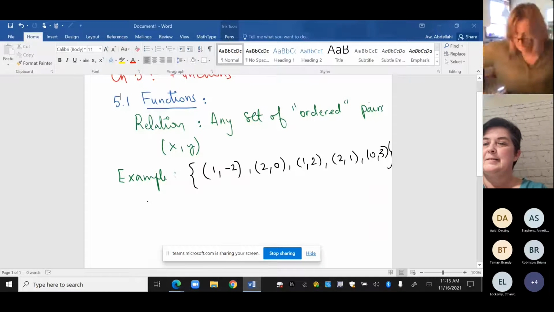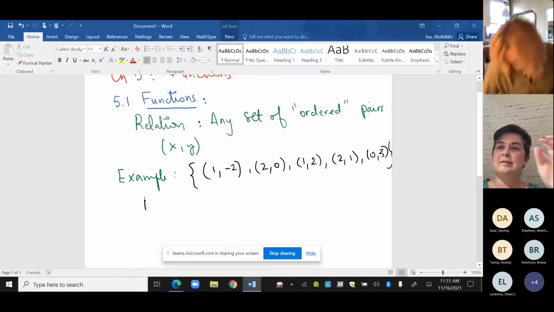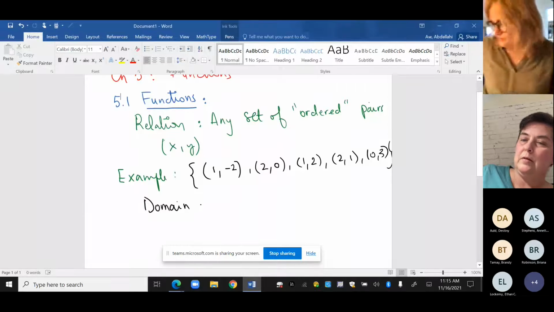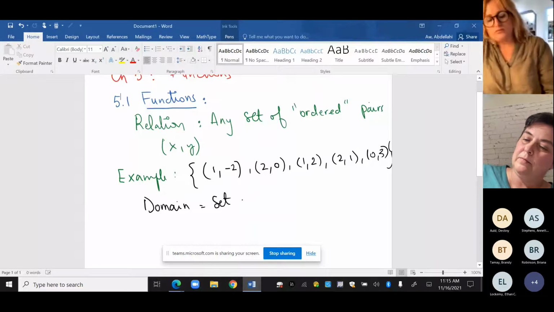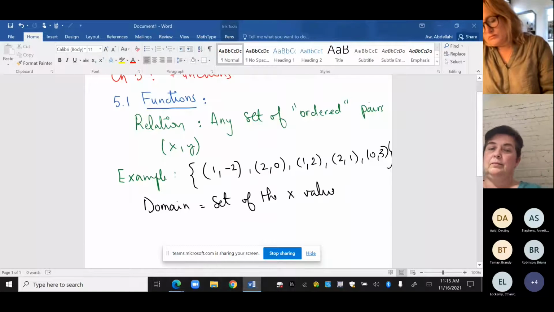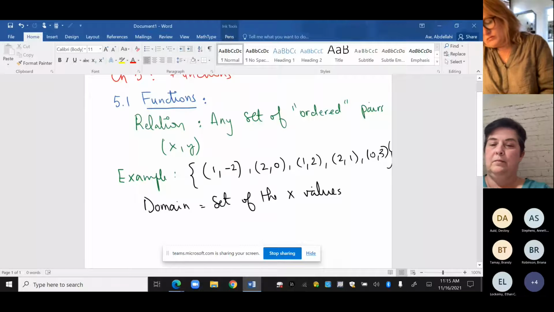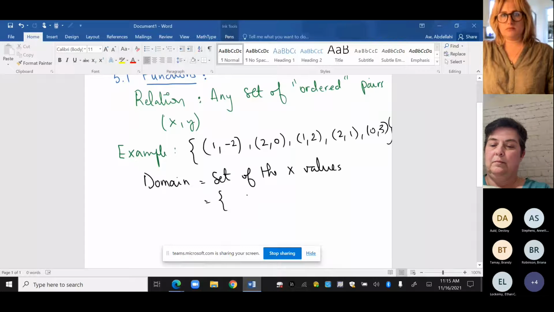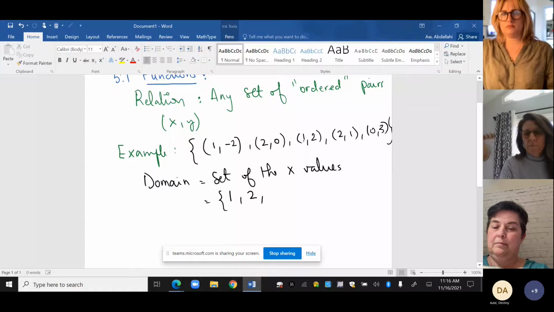So what is a domain? What you call the domain here is the set of the X values. So in this case, what's going to be the domain here? What are the x values here? The first numbers are 1, 2. You see, we don't have to repeat the 1.